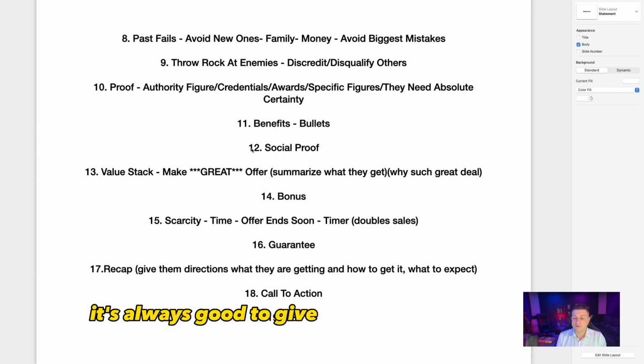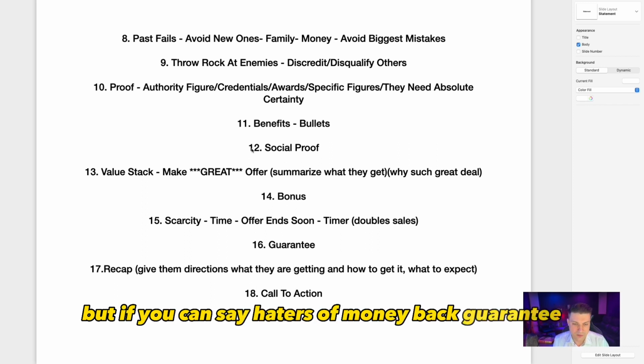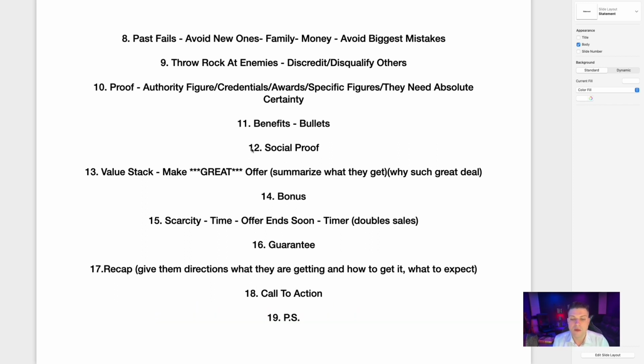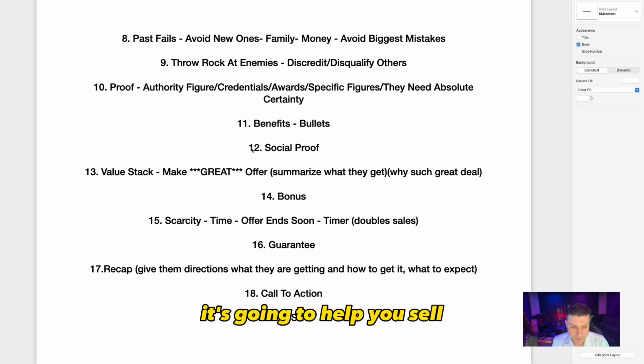Number 16, it's always good to give a guarantee or warranty. It helps make the sale. If it's something you can't do, I understand. But if you can say, hey, there's a money-back guarantee, a 30-day guarantee, or a warranty, definitely list that. It's going to help you sell.